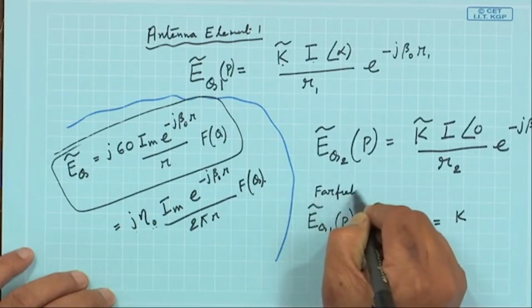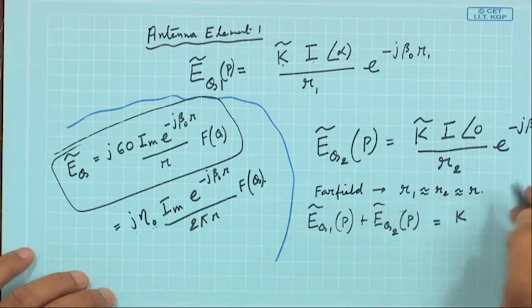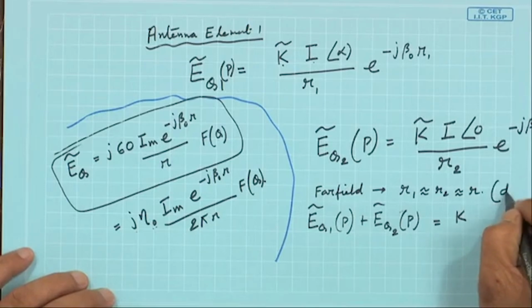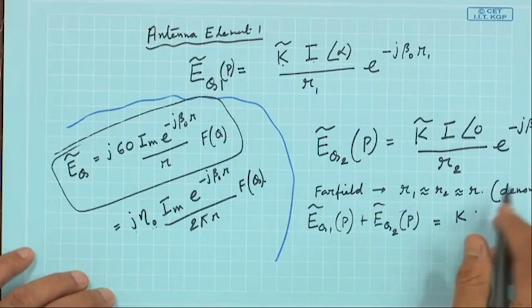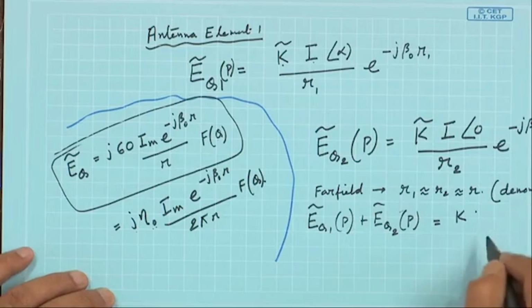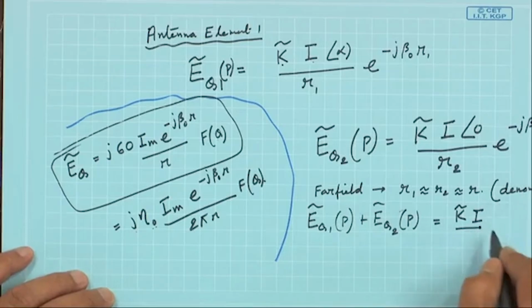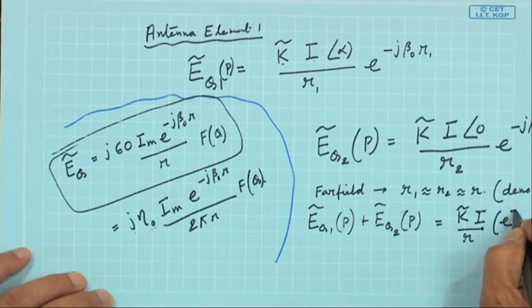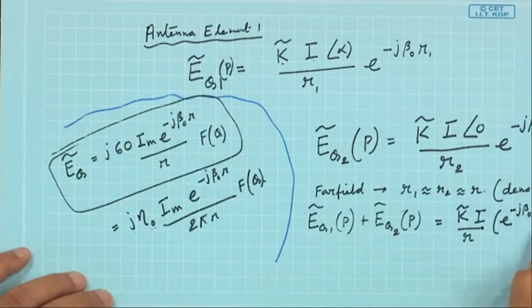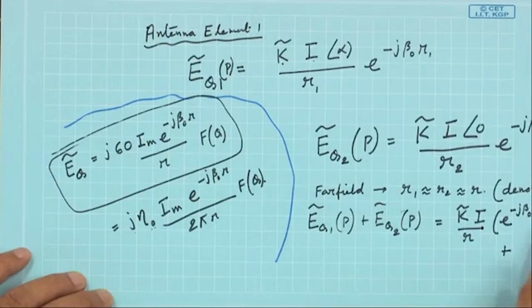So, far field means that I can say R1 is the same as R2, the same as, let us say, R in the denominator or amplitude part, not in the phase. So, I can write K, I, then R, and here I can write e to the power minus j beta naught R1, and also I will have e to the power j alpha because of the current excitation, and here I have e to the power minus j beta naught R2. Okay.